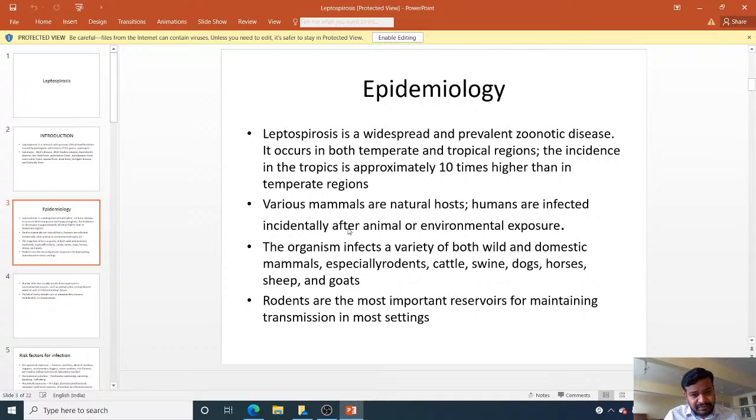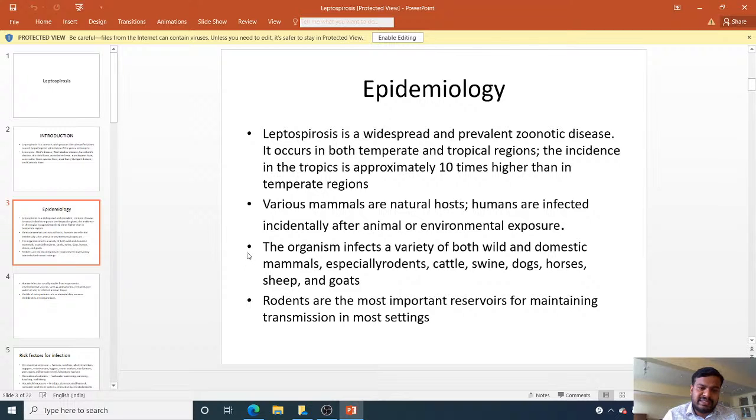Various mammals are the natural hosts. Humans are infected incidentally after exposure. The organism infects a variety of both wild and domestic mammals, especially rodents. Rodents are very important here. Cattle, swine, dogs, horses, sheep are also common, but you should remember rodents, because they might give a clue in the question when you appear for the NEET examination.